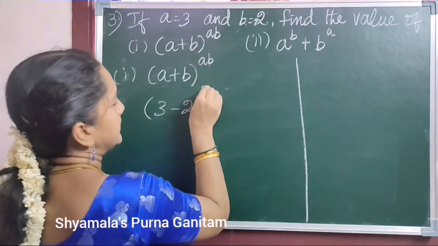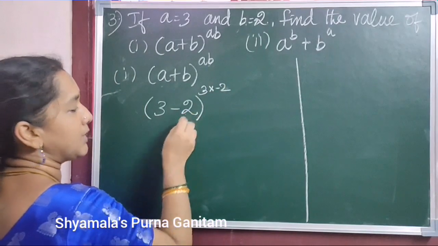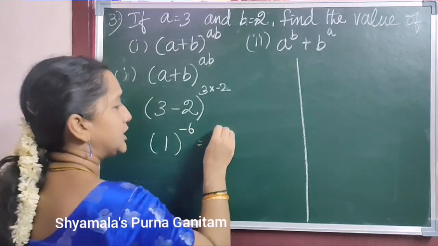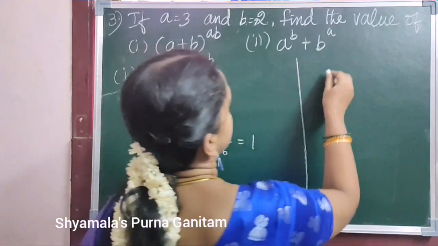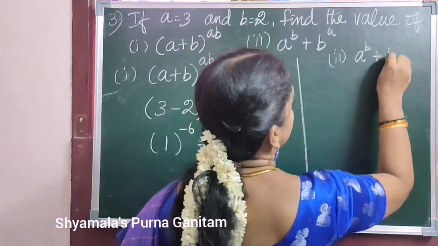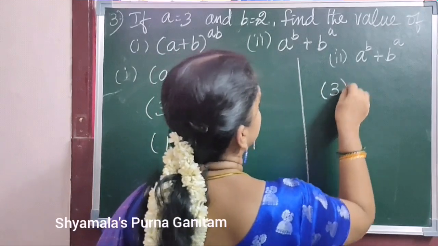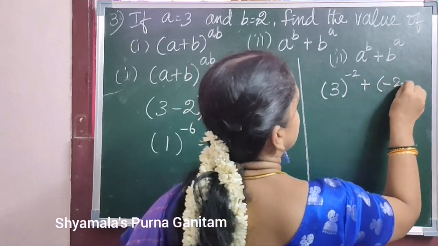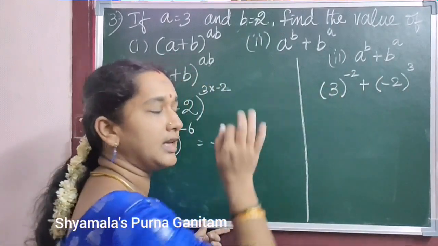Whole power, same thing you will substitute. 3 plus minus 2. So 3 minus 2 is 1. Whole power, 3 twos are minus 6. So this one is 1 by 1 power 6. That is nothing but 1. Okay. Then next sum is A power B plus B power A. So A value is 3 power, B value is minus 2, plus B value is minus 2 and A value is 3. So whatever is given, that we have substituted in the given question.